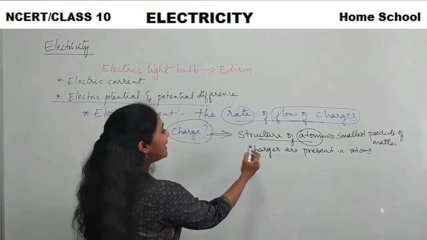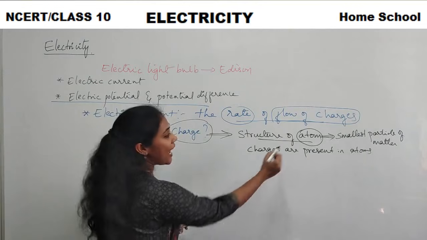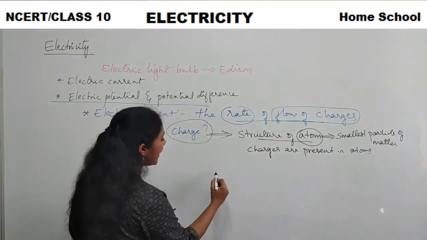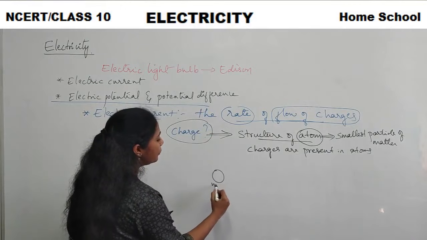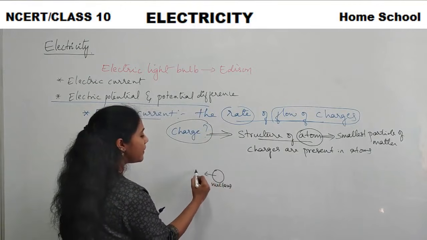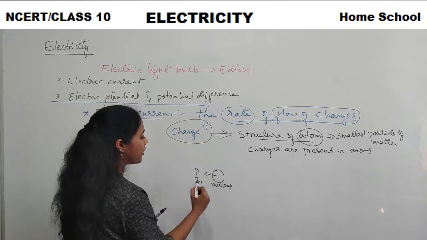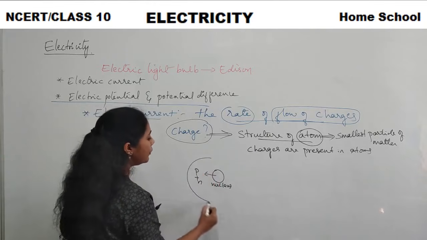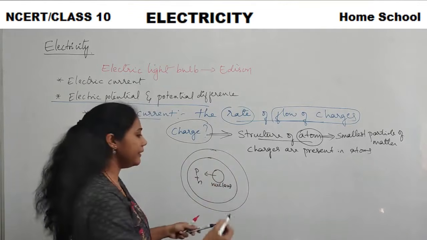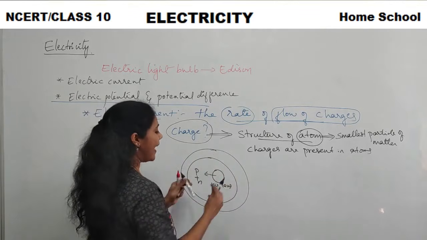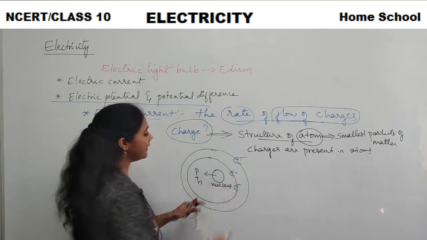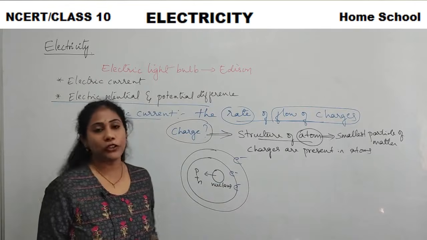Now let us see where the charges are present in the atom. How do you draw the structure of the atom? This is the nucleus, right? And what is there inside the nucleus? Protons and neutrons are there. Outside the nucleus there are so many shells. This is how we represent the atom. So what is there in the shells? Electrons would be there in the shells, right? This is how I represent electrons.